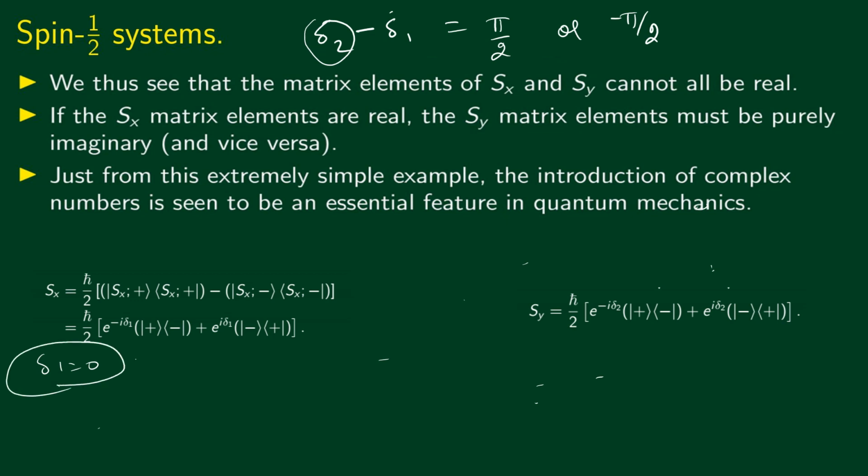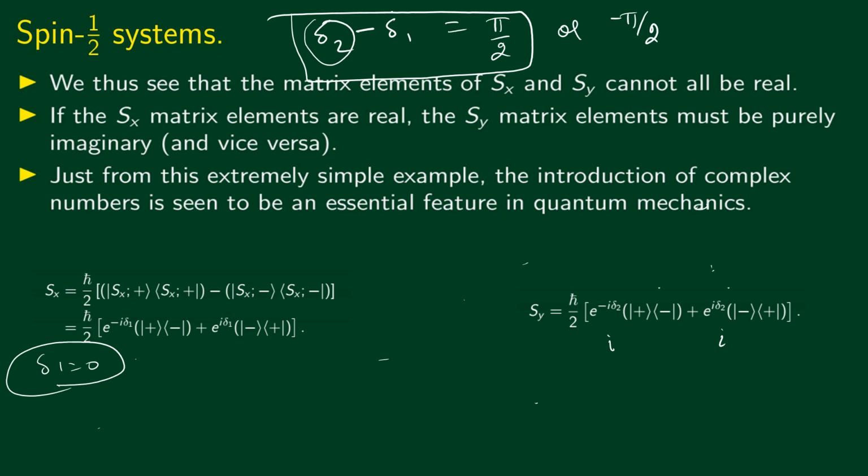But if I choose delta 1 equal to 0, that means that by this relation, delta 2 has to be equal to pi by 2, or minus pi by 2. Right? If I put delta 2 equal to plus or minus pi by 2 here, I'll get the factors of i's floating around here.